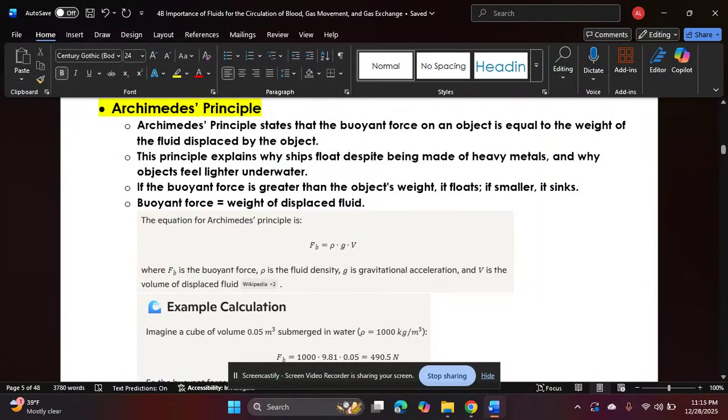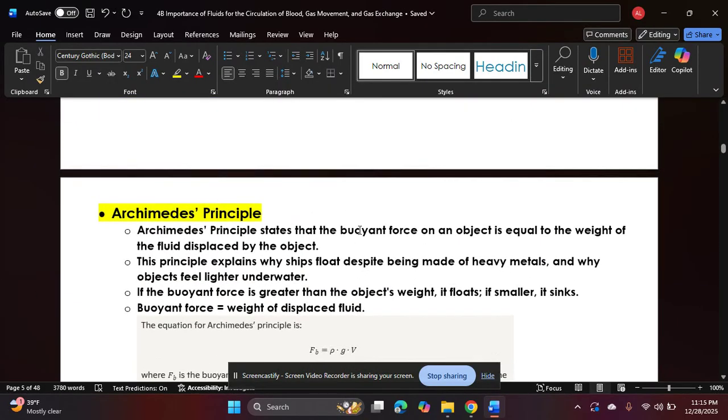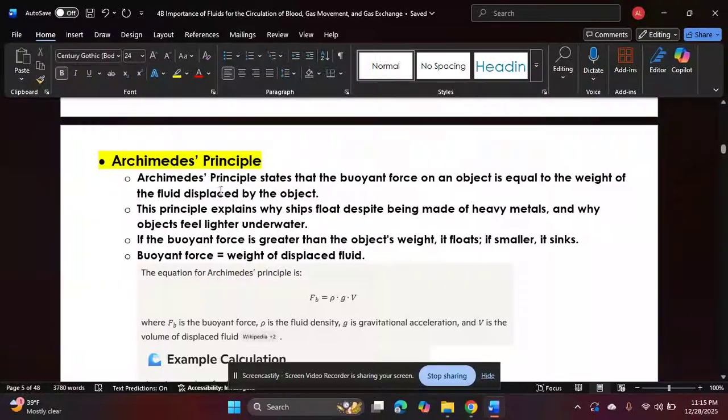So that's buoyant force: gravity pushing it downward, the buoyant force pushing it upward. Fb is equal to rho gV. So there you go. Now, Archimedes' principle states that the buoyant force on an object is equal to the weight of the fluid displaced by the object. What we did right now is explain what the buoyant force is. Now from Fb, we are going to explain Archimedes' principle, which is also high yield for the MCAT.